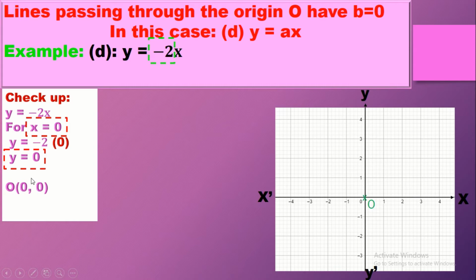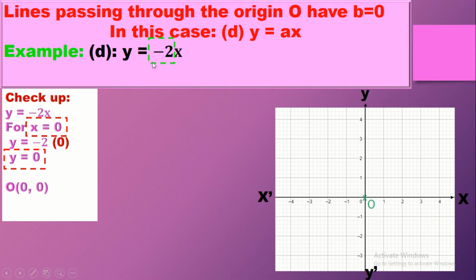Sure, you don't need to solve it in this way. You can use it as a rule directly. We just say here, y equals minus 2x, b equals 0, then the straight line D is passing through the origin O. Now we have found the first particular point.